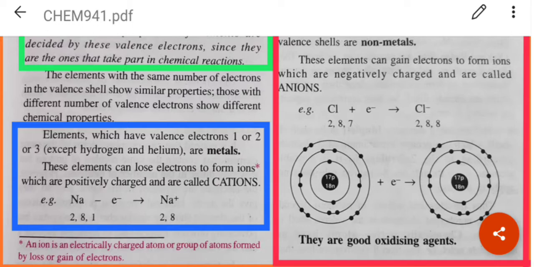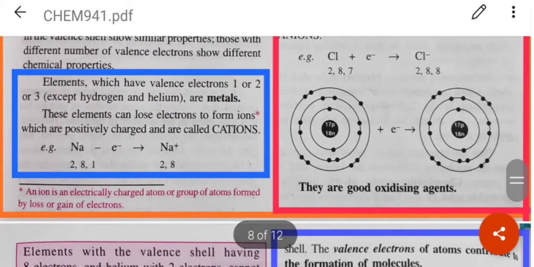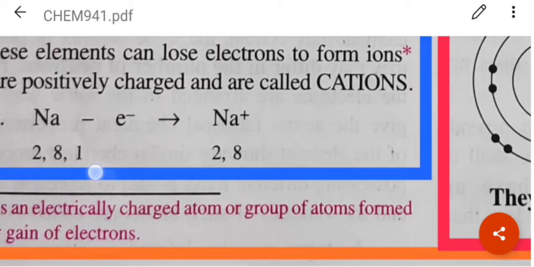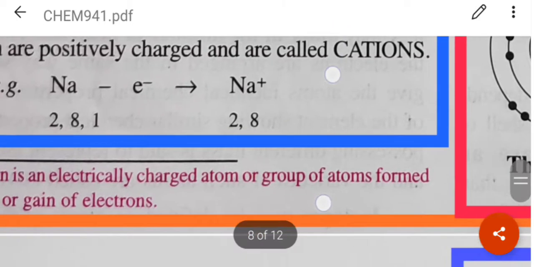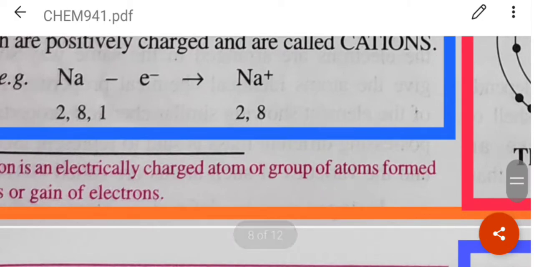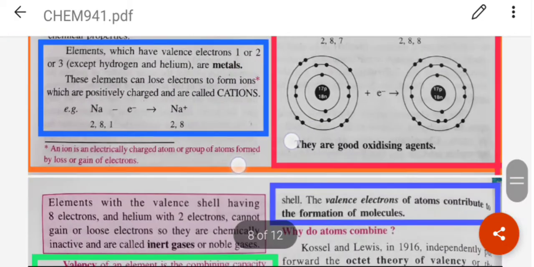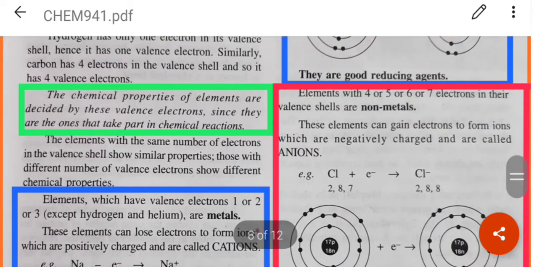Now, elements which have valence electrons 1 or 2 or 3, with the exception of hydrogen and helium, are metals. So these elements can lose electrons to form ions which are positively charged and are called cations. As you can see, sodium, what is the electronic configuration? 2, 8, 1. So it loses one electron and forms a positively charged ion, the sodium cation.